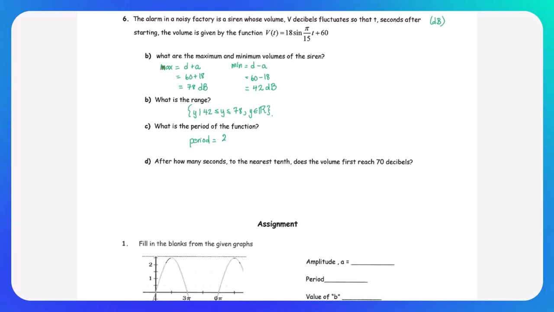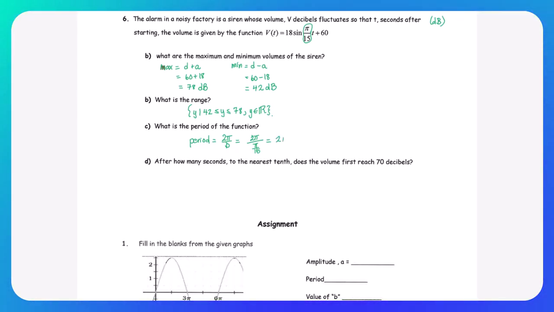Period equals 2 pi over the B value. What's that B value again? Oh, let's look. Oh, interesting. It's a fraction with pi in it. We are going to just look at this like we normally would. We're going to go 2 pi over that fraction with a pi in it. We're not going to let that defeat us.